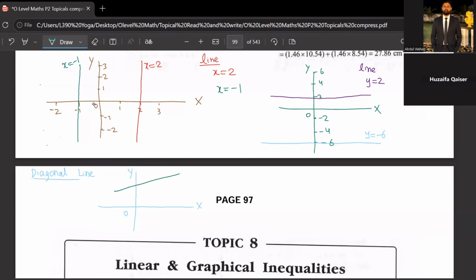For the diagonal line, if the diagonal line is given to you, or if you need to draw the diagonal line, you must have a particular formula for finding the equation of the straight line, which is y is equal to mx plus c. Here we know m represents the gradient of that line, and c represents the y-intercept of that line. Is that okay?